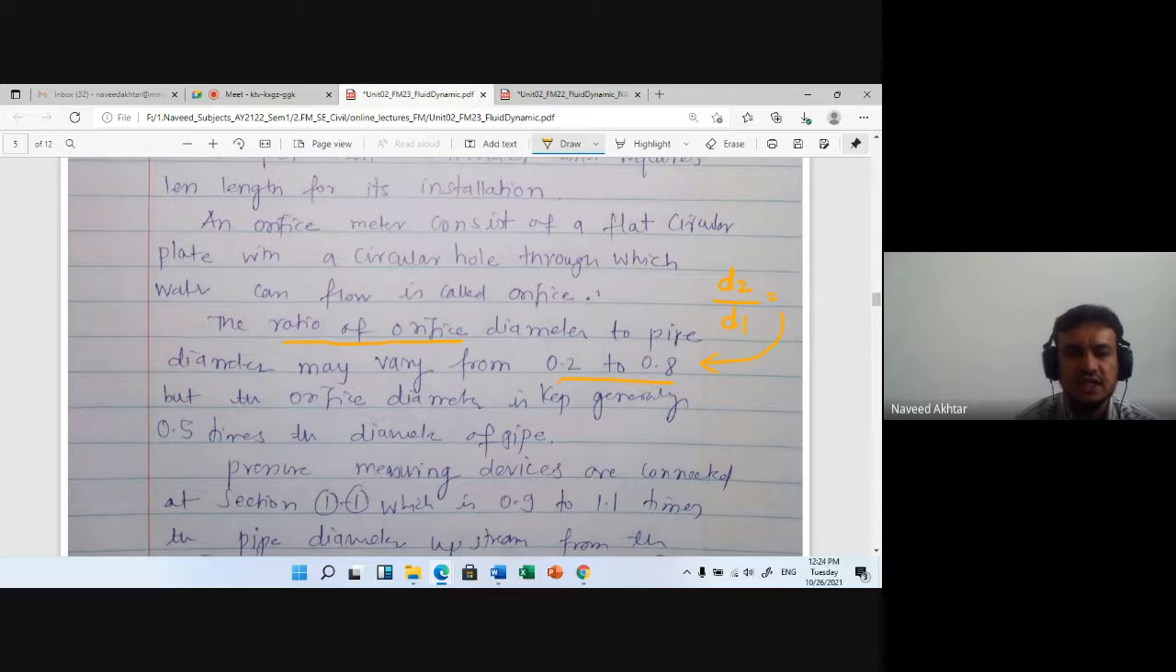But the orifice diameter is generally kept at 0.5 times the diameter of the pipe, only half of the diameter of the pipe. It is mostly considered as half of the diameter of your pipe.